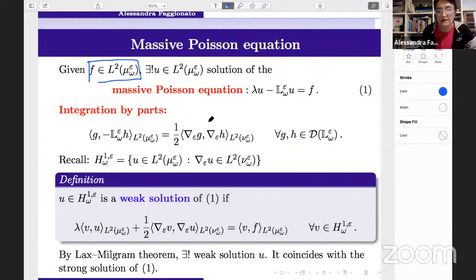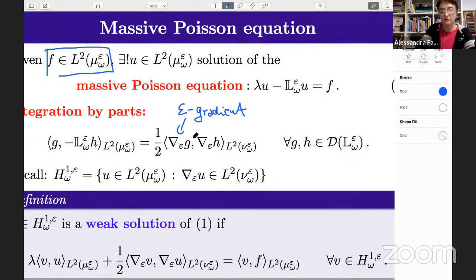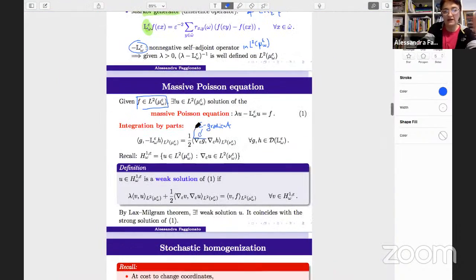Now, you can also give a weaker formulation of this massive Poisson equation, because there is an integration by parts property. If g is equal to h, this is the Dirichlet form. But let us take two nice functions, g and h. If we compute the scalar product in the L2 space of the reversible measure of g and minus the Markov generator applied to h, this is equal to 1 over alpha times the scalar product of the epsilon gradient. So we come back to the epsilon gradient, we forget the generator, we come back to the difference calculus as before. So we have the scalar product of the epsilon gradient of g with the epsilon gradient of h.